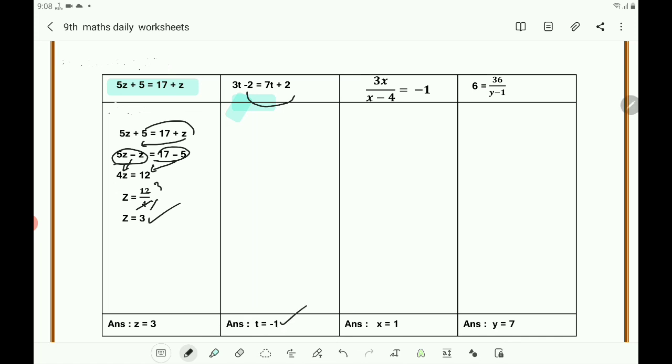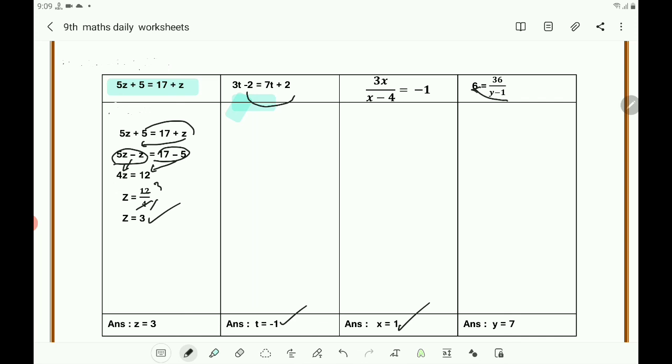Here the answer is given. Then here also do the cross multiplication. 3x equals minus 1 into x minus 4. Multiply it. Minus 1 into x is minus x, minus 1 into minus 4 you will get plus 4. Transfer that minus x to the RHS, that becomes 4x. 4x equals 4, which is x equals 4 by 4, which is equal to 1.